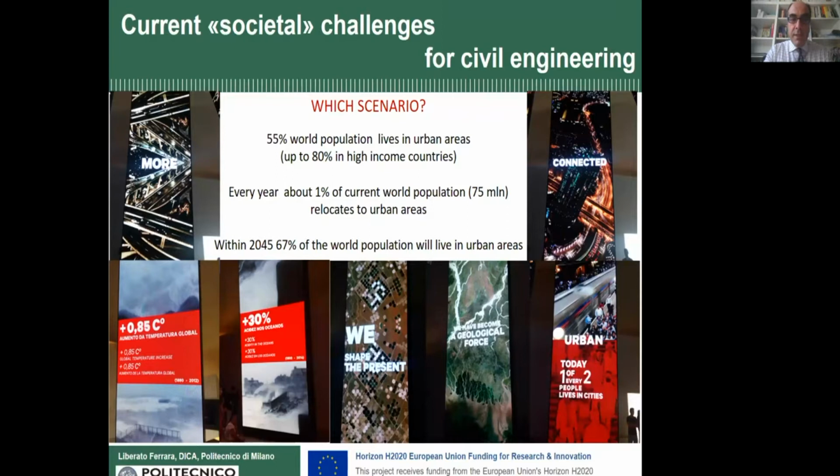In previous presentation, we heard that more than half of the world population lives in the cities, up to 80% in high-income countries, and every year about 75 million people relocate from countryside to urban areas. And in few years from now, because 2045 is really the day after tomorrow, more than 2/3 of the world population will live in urban areas. So which is the scenario?